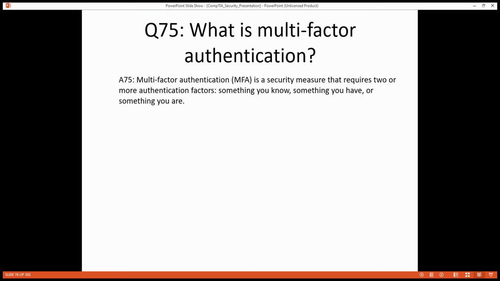Q75. What is multi-factor authentication? A75. Multi-factor authentication, MFA, is a security measure that requires two or more authentication factors: something you know, something you have, or something you are.